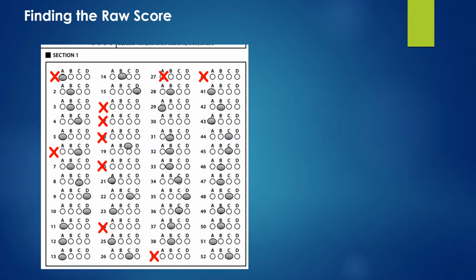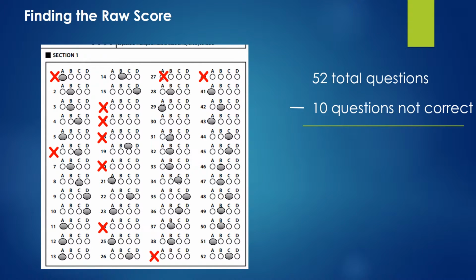For example, the reading section has 52 questions total. This student incorrectly answered 10 of those questions. Remember, this includes the questions wrong and unanswered. If we subtract 10 from 52, we are left with 42 correctly answered questions. This is our raw score for reading.